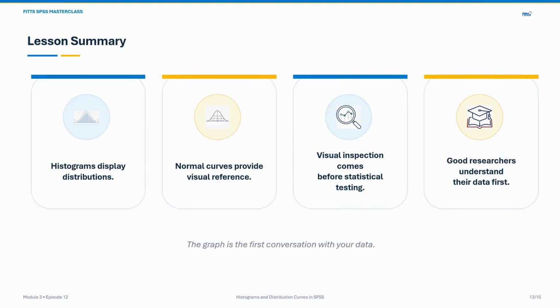And let's summarize today's lesson. You've learned what a histogram is and why it's one of the most useful graphs in research. You've seen how adding a normal distribution curve provides a visual reference for comparison. And most importantly, you've learned that visual inspection should always come before formal statistical testing. And this foundation will make the next lesson much easier to understand.